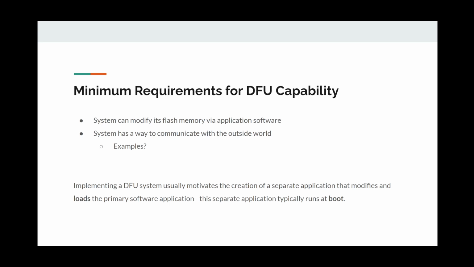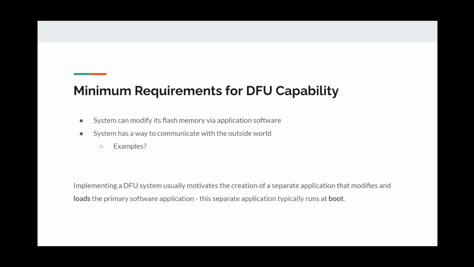So when we're talking about device firmware update capability, we get a few key requirements. The first is that we want to be able to modify the flash memory via application software. What we're saying with this requirement is we don't want the customer to plug a debugger in to update the actual software on the microcontroller. We need to be able to write some sort of software program that will update its flash memory all on its own. And the second requirement is that the system needs a way to talk to the outside world.